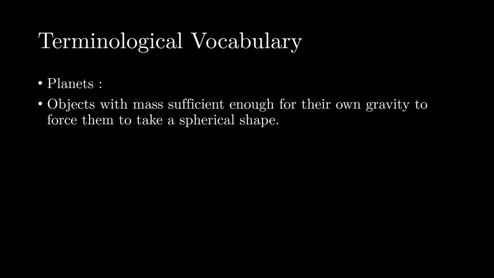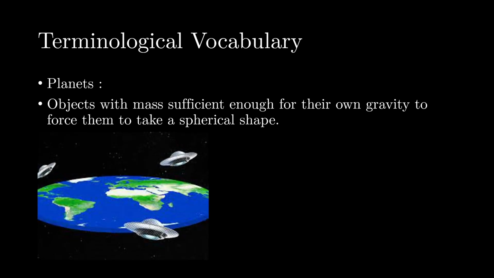So, first we've got to get into some terminology, so a bunch of definitions. We can define a planet with three criteria. Firstly, the object needs to have mass sufficient for gravity to force it into a spherical shape. So, let's say the planet looks something like this, then, well, it's not considered a planet. Which is kind of a good thing, because if you think the Earth is flat, then I wouldn't want to live on the same planet as you.